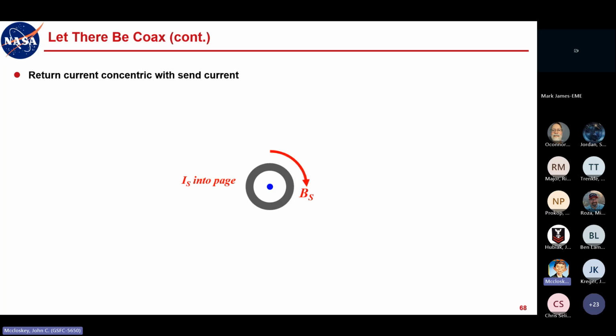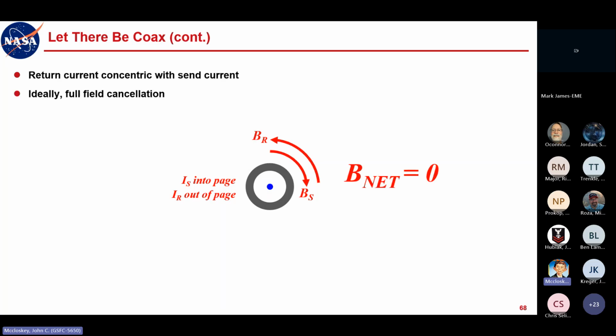But with coax, at least theoretically, the send and the return current paths are precisely concentric. If you look at the send current in the blue conductor, of course, we're looking at a cross section here, with the send current into the page, per the right-hand rule, the generated magnetic flux is going to be in the clockwise direction. And with the return current coming out of the page, that magnetic field will be in the counterclockwise direction to oppose it. So theoretically, ideally, there's full field cancellation. The net radiated magnetic field is zero. Now, of course, we know that there's no such thing as zero, so with whatever manufacturing imperfections, you'll get some net field, but it should be minimized.